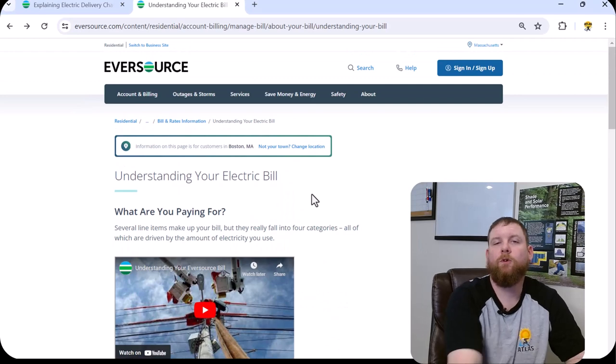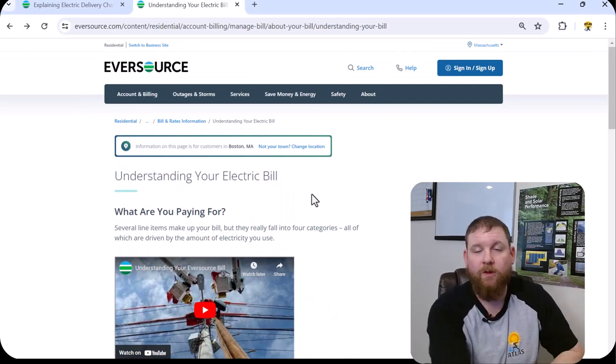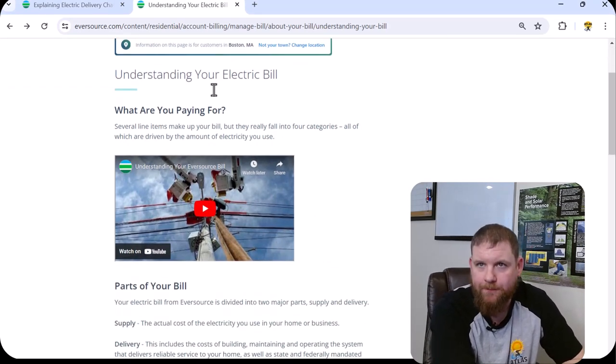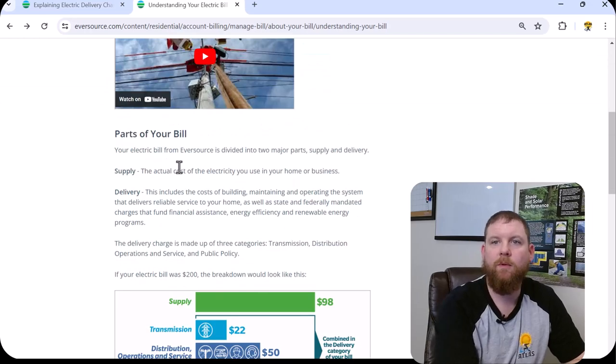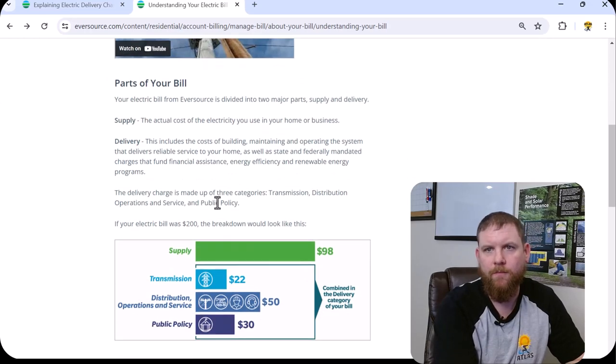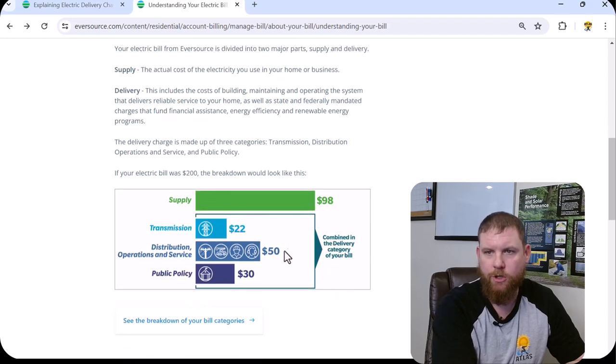So the first thing we're going to do is briefly go over a sample Eversource electric bill. We're going to go into the more common sense approach of your electric bill. In Eversource, we have two big portions of your electric bill. You have your supply portion, and then you have what's categorized as the delivery portion of your bill. And the delivery portion is made up of three different portions: the transmission, the distribution, operations and service, as well as public policies, taxes, things like that.